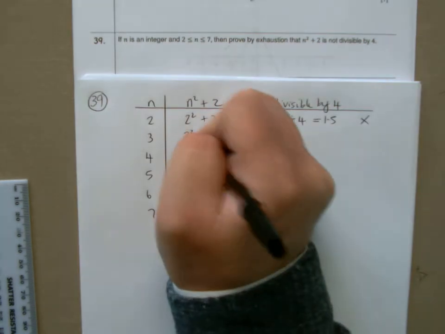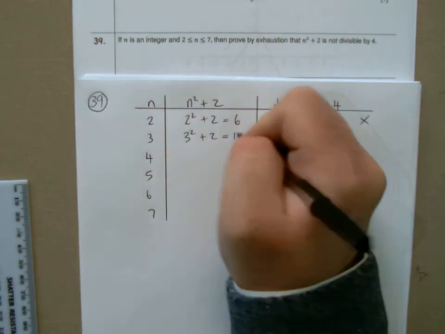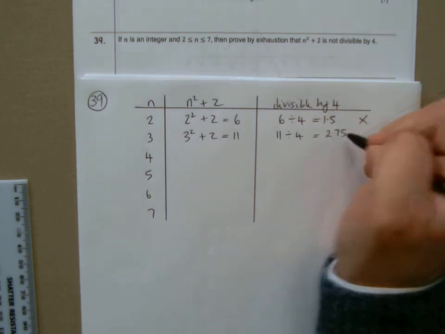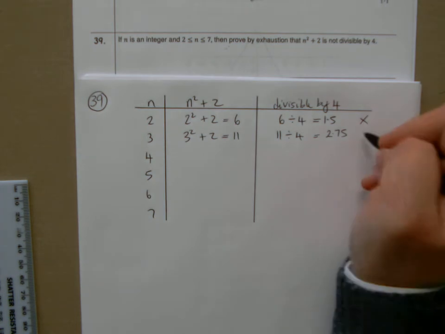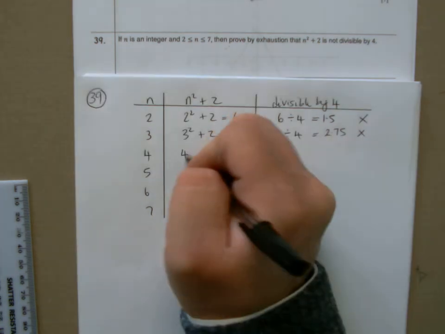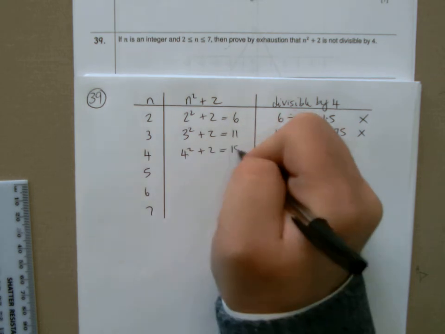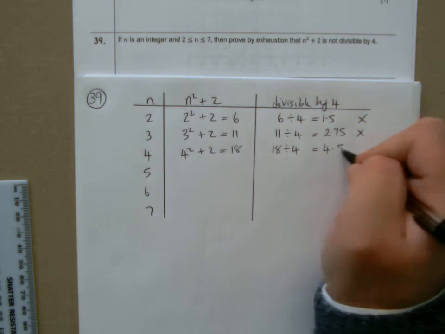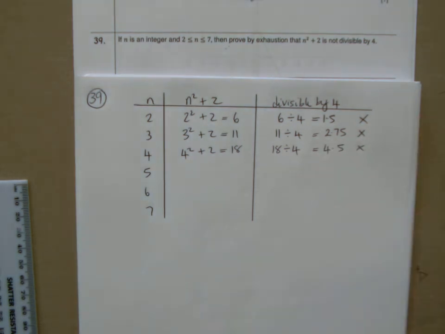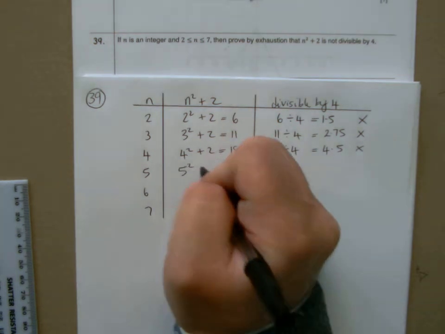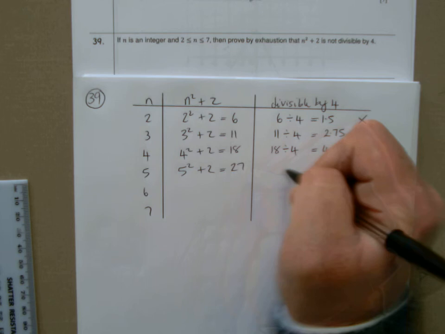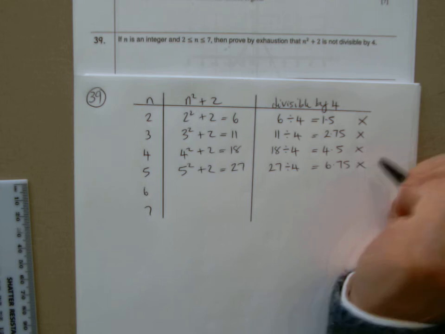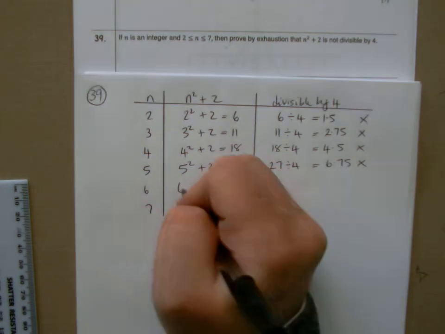Let's try 3. 3 squared plus 2 is 11, and 11 divided by 4 is 2.75. Not divisible, it's not a factor, so that's no good. Try 4. 4 squared plus 2 is 18, and 18 divided by 4 is 4.5, still not divisible. Try 5. 5 squared plus 2 is 27, and 27 divided by 4 is 6.75. Again it's not a factor, it doesn't divide it, so try 6.